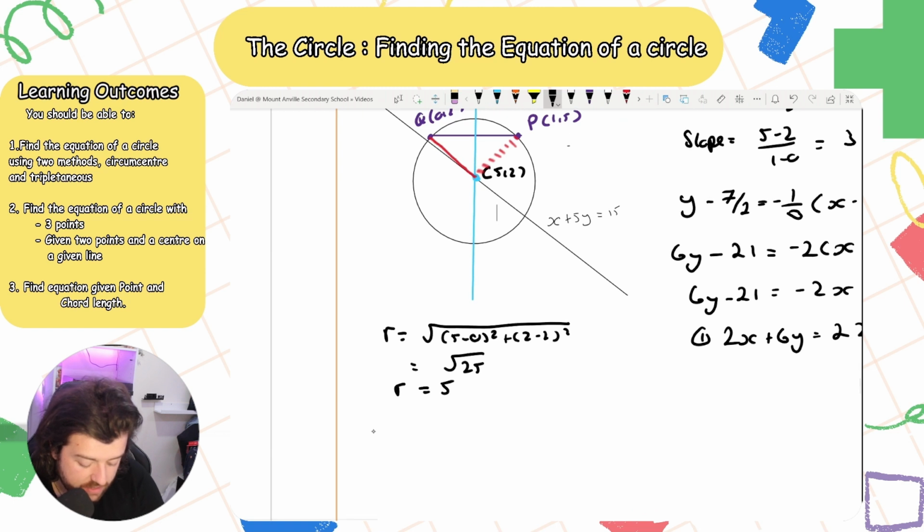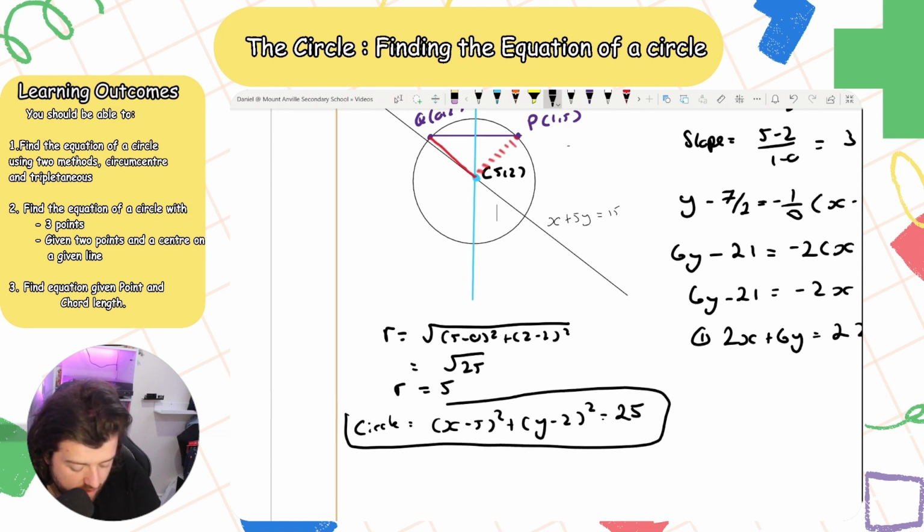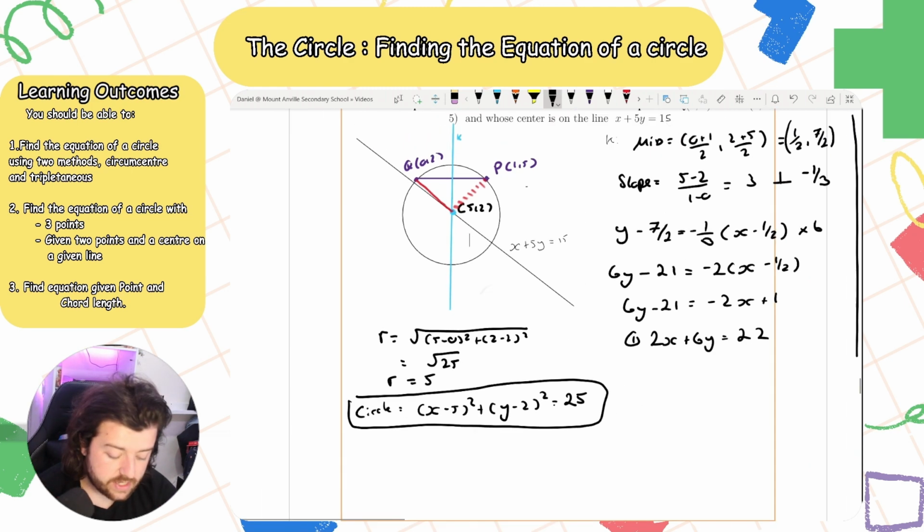So my radius is equal to 5. My center is 5, 2. So my circle is x minus 5 squared plus y minus 2 squared is equal to r squared, which is 5 squared, which is 25. And that is the equation of my circle.